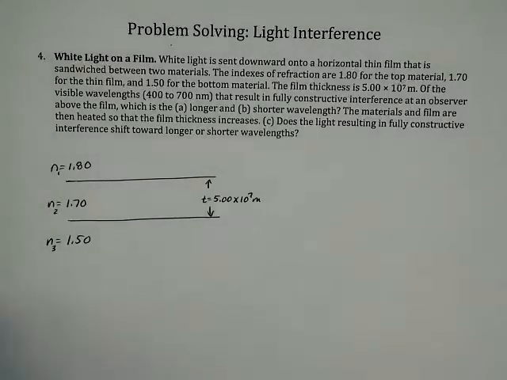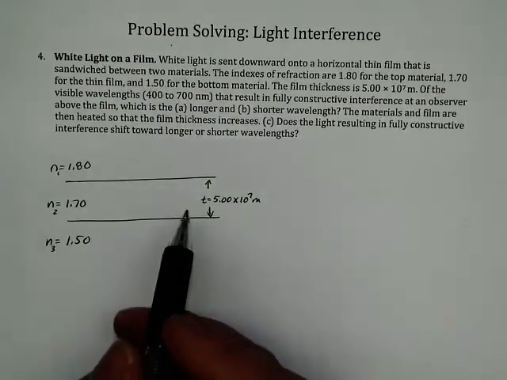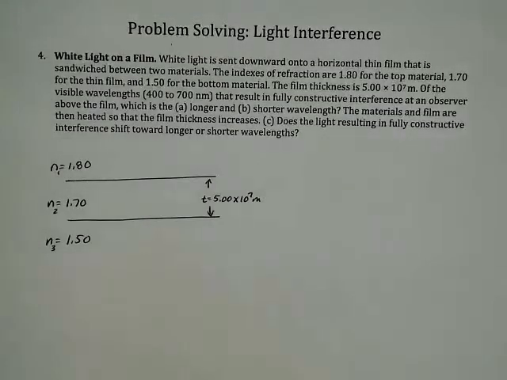Of the visible wavelengths, which are in the 400 to 700 nanometer range, that result in fully constructive interference for an observer above the film, which is the longer and which is the shorter wavelength? The materials of the film are then heated so that the film thickness increases. Does the light resulting in fully constructive interference shift toward longer or shorter wavelengths?